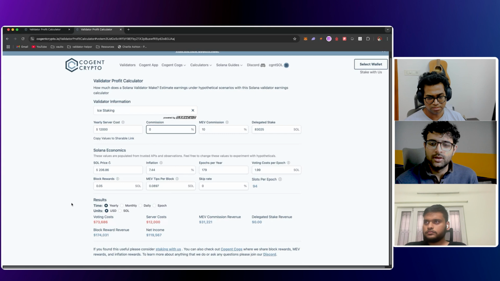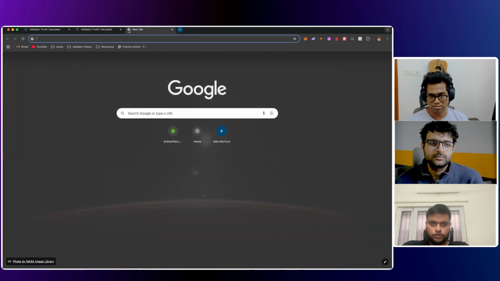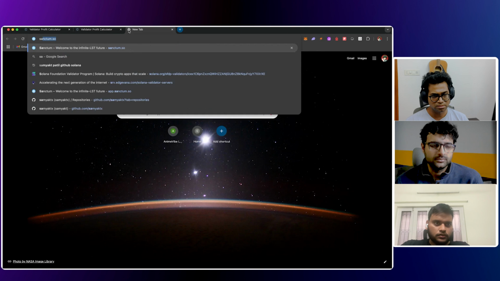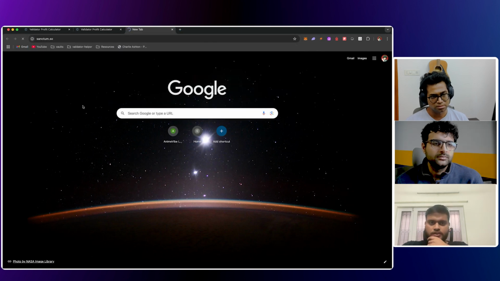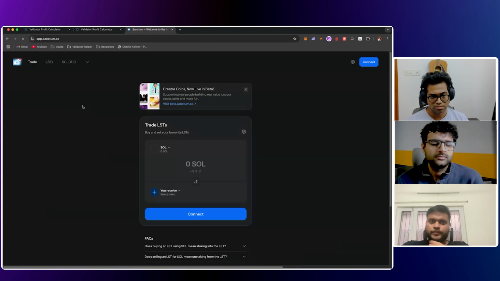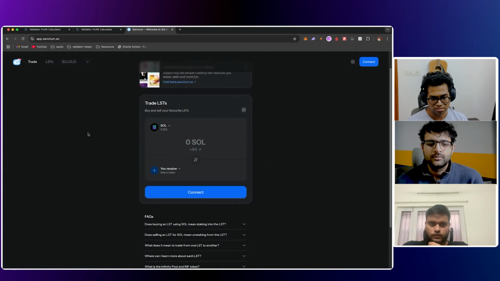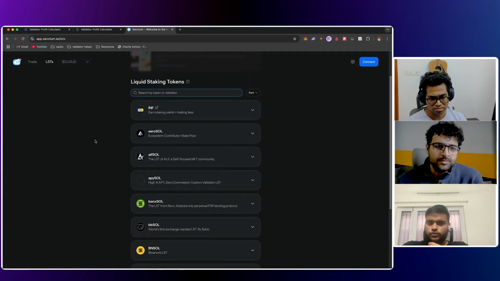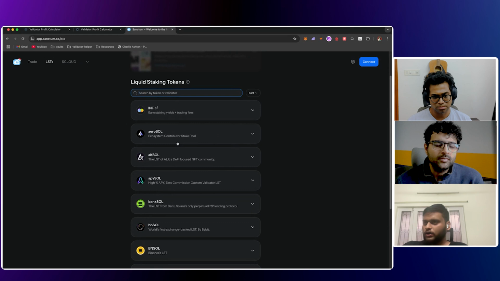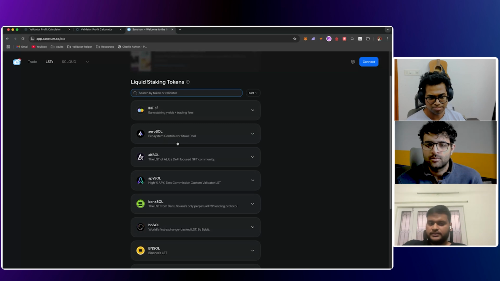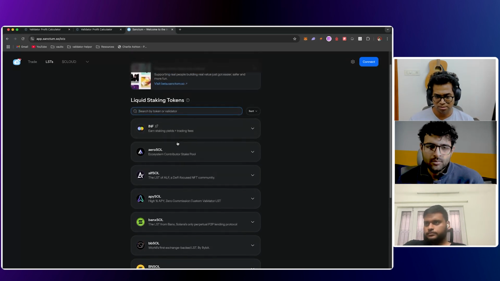Brings me to a follow-up question. How do you make an LST if you already have a validator? How hard is that? You can use Sanctum. Sanctum is one of the bigger protocols on Solana and has a full guide on making an LST. It's not a UI form. You have to use the CLI to mint a token, and then contact their team to get listed in their list. But majorly, you can use Sanctum.